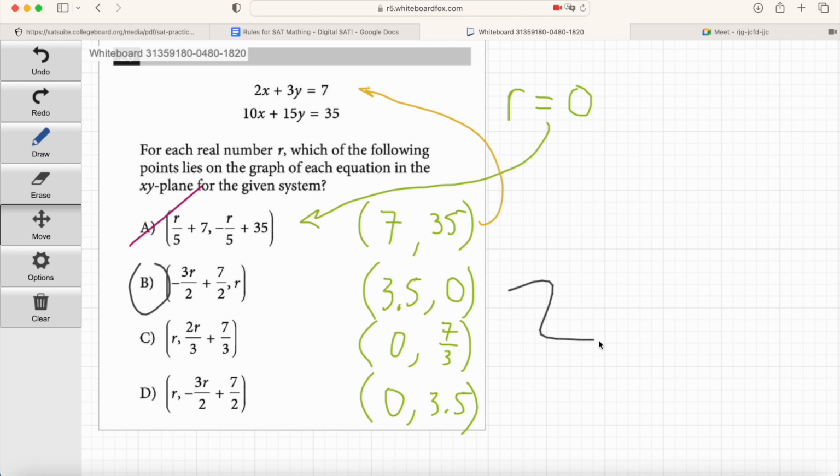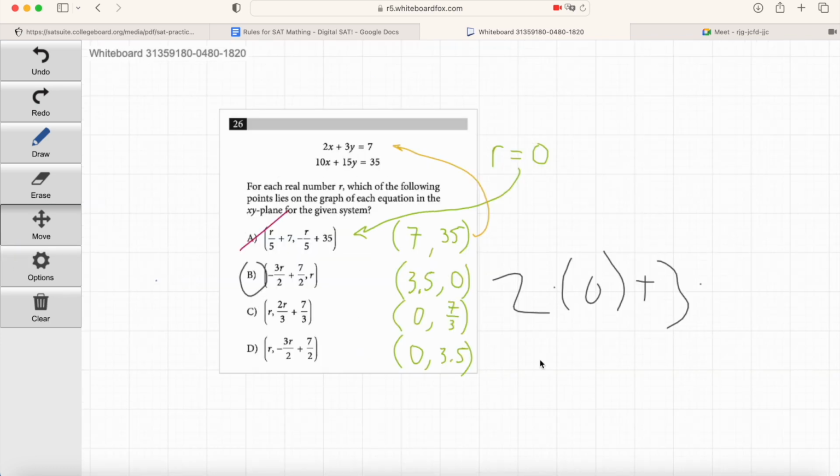2 multiplied by 0 plus 3 by 7 over 3. You can just leave it as a fraction here because those 3's are going to cancel out, I think. 3 times 7 over 3. Do you see why those 3's cancel out? What does that give us?